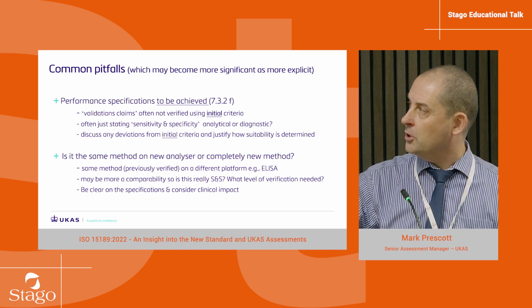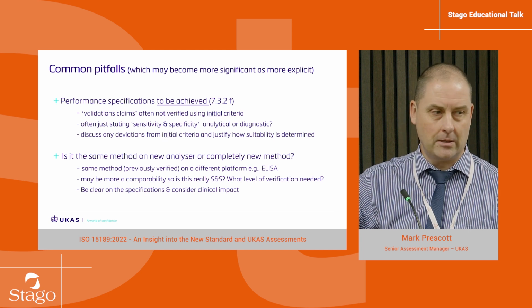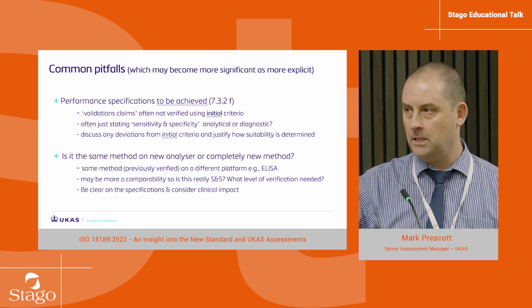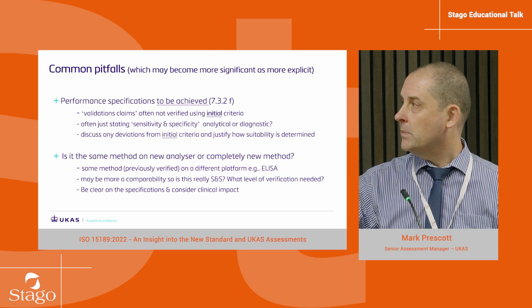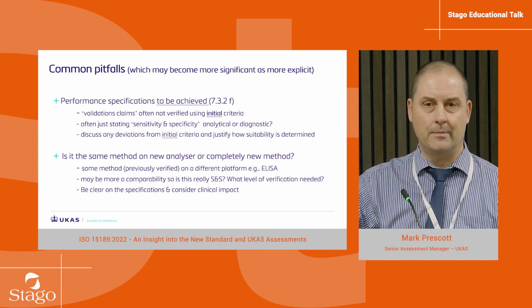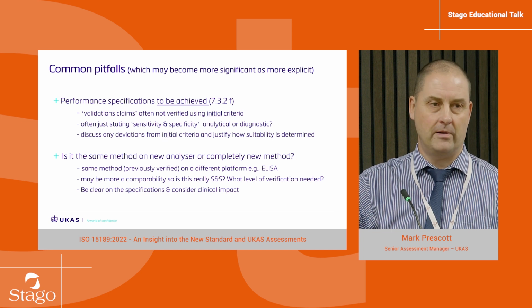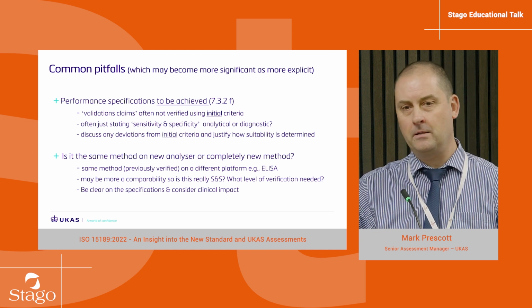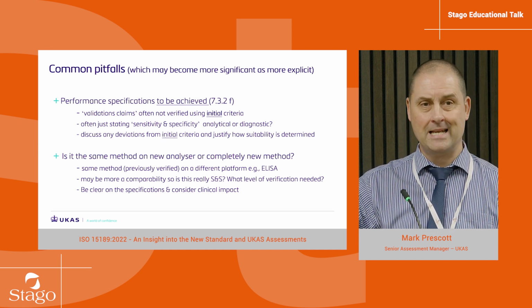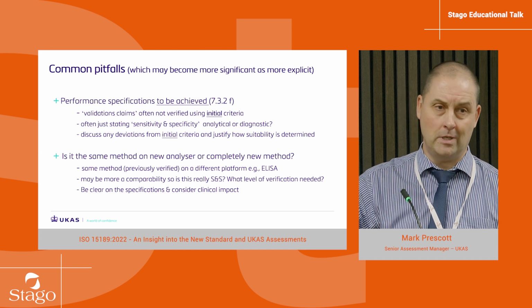About the same method on a new analyzer or a completely new method. Now, we mentioned ELISA. I don't know how common ELISAs are in what you do, but you may have an ELISA method. You may be using a particular kit that you've done by manual ELISA for many years, but you decide to get an automated ELISA. It might be the exact same kit. You're just putting it on a machine rather than doing it by hand.